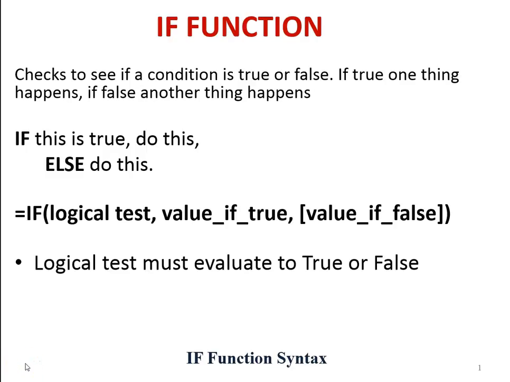The first argument of the if function is the logical test, which must evaluate to true or false. The second argument is what happens if the logical test evaluates to true. The third argument is what happens if the logical test evaluates to false. Notice the value if false is an optional argument. If you do not include that argument, and the test evaluates to false, then the word false will display in the cell.